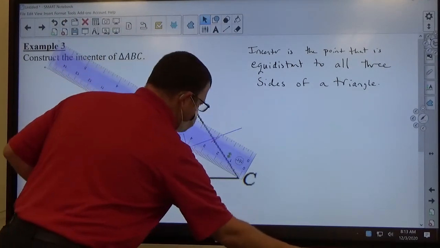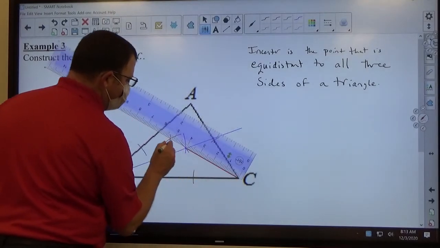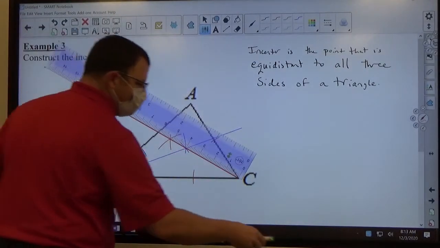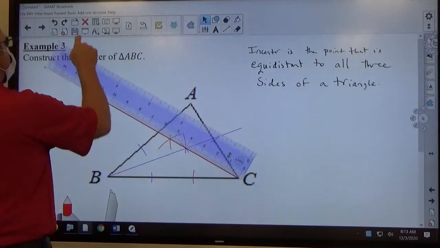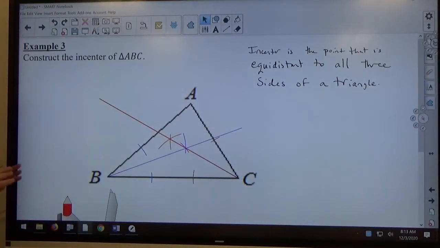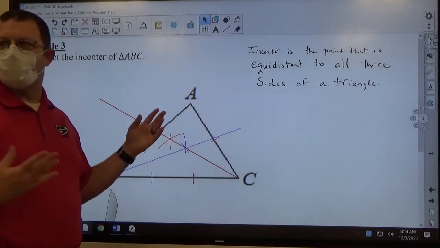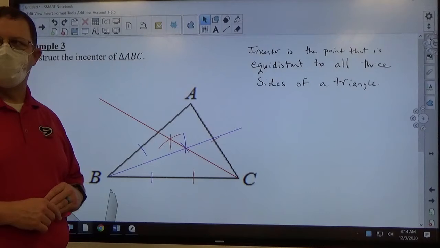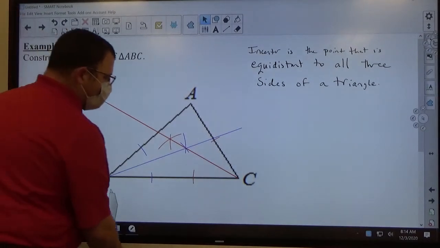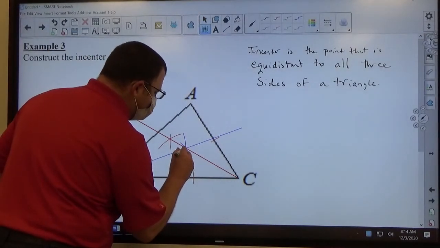Like so. And then I connect from C through the intersection of arcs. The point where those two intersect is the in-center. It happens to be right at the position of these two blue arcs intersecting. That's just a coincidence. That doesn't have to happen. All right, so I've constructed the in-center.